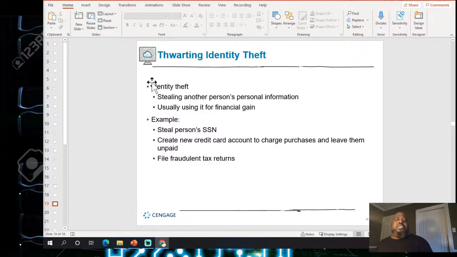Thwarting identity theft: stealing another's personal information, usually using it for financial gain. Examples, once again, are SSNs, creating a new credit card account to charge purchases and leaving them unpaid, or filing fraudulent tax returns, right? So that's identity theft.